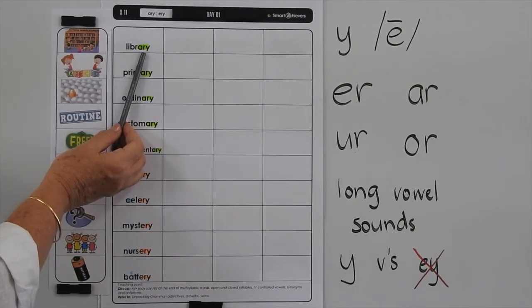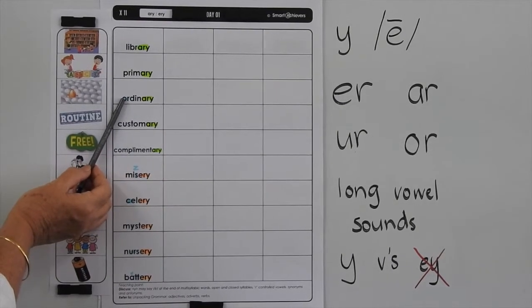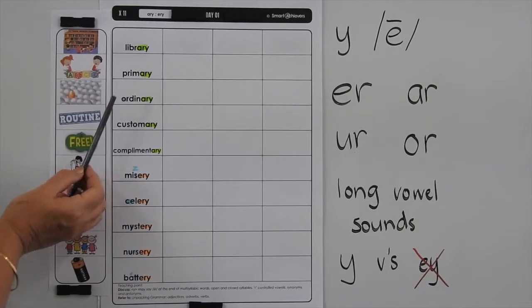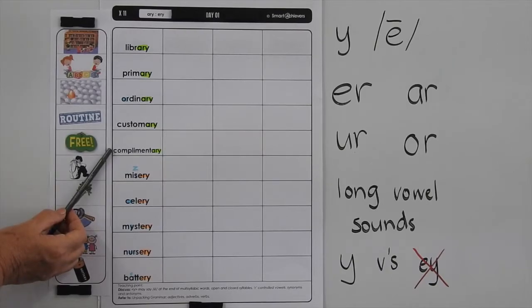Primary is of chief importance. It can also mean earliest in time or order, and it can also mean not caused by or based on anything else, it's original. And it can also mean education for children up to approximately 11 years of age. Ordinary means normal, no special features, commonplace. Customary means according to customs or ordinary practices in a society or a set of circumstances. Complementary could mean free, but it can also mean flattering.